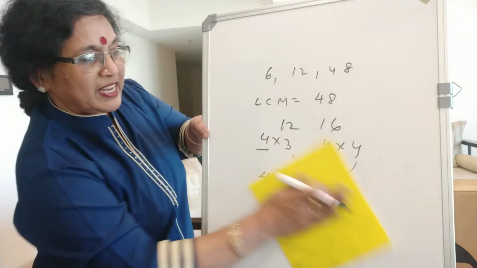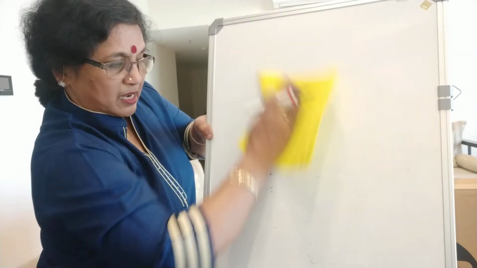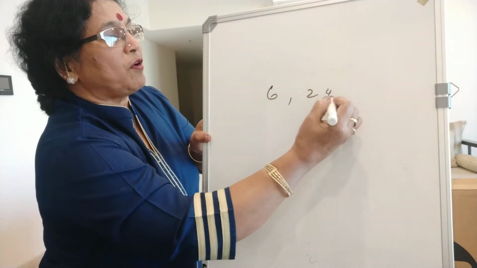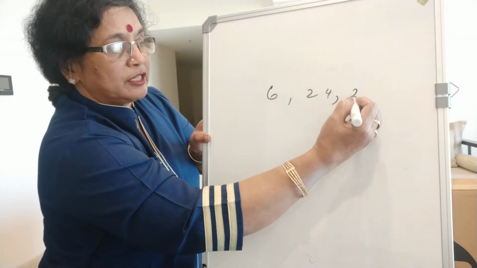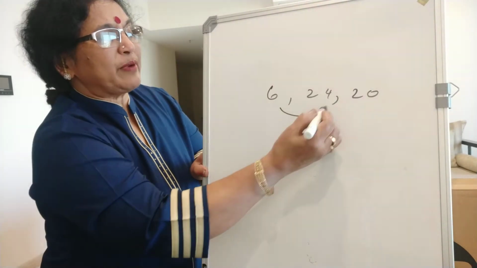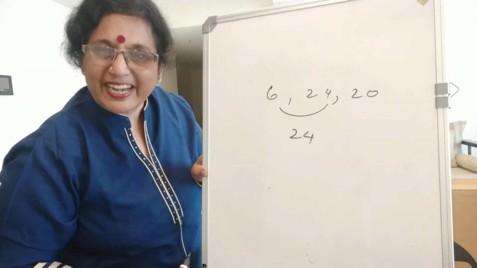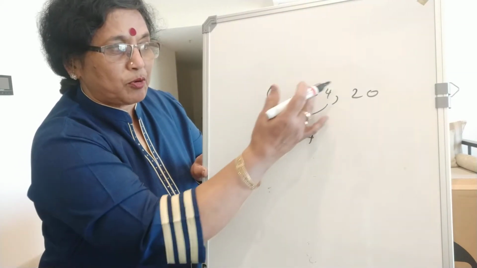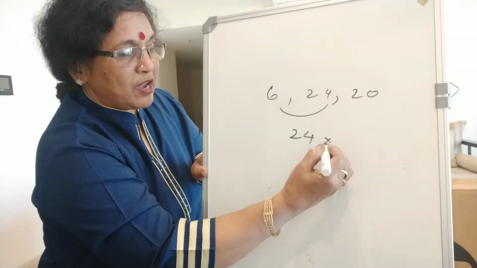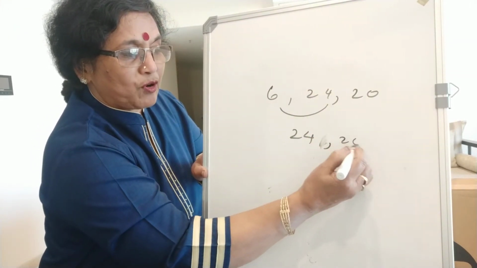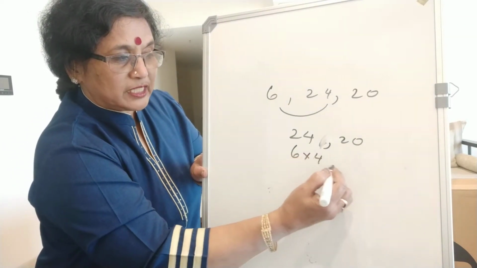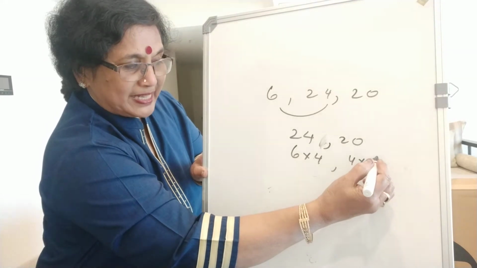Let us take another example. Suppose I take 6, 24 and say you have 20. The LCM of 6 and 24 is 24 already, so that is common to both; 24 can be divided by both 6 and 24. Now in the next numbers I am left with 24 and 20. So you have here 6 4s are 24, 4 5s are 20.